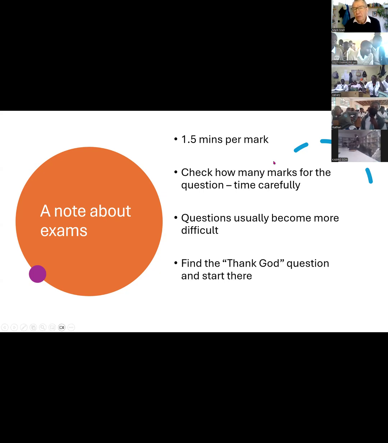I normally ask my students to look at the paper, open it, and flick through it. Have a look. How many pages? How many questions? Where is about halfway? And I ask them to find the thank God question. The thank God question is the one where you say, thank you, God, for putting this question in because I revised it last night and I know all about it. And it is not just so you get a lot of marks on that question. It is because this will settle you down, make you more confident, and a confident student does better.